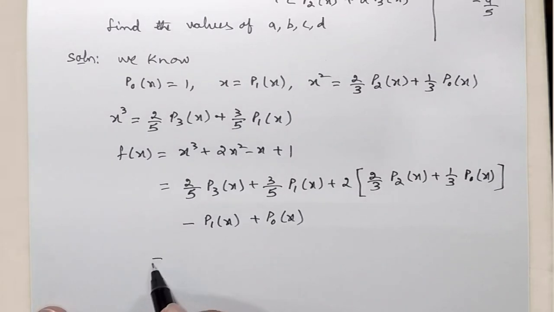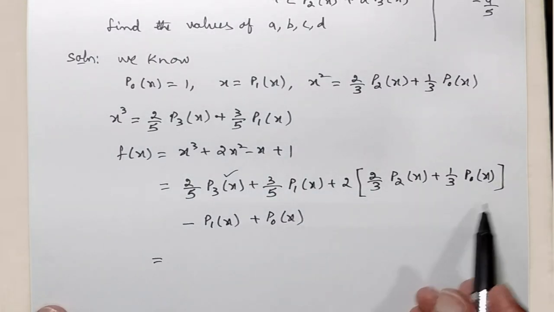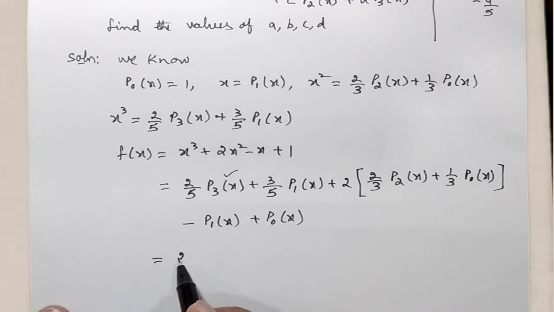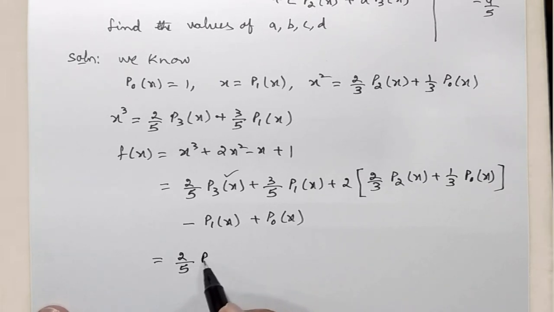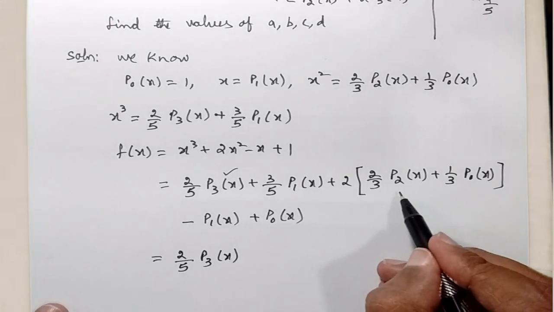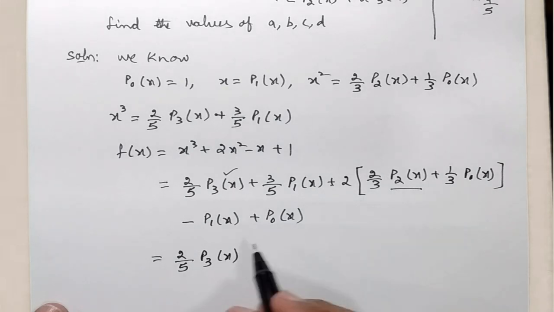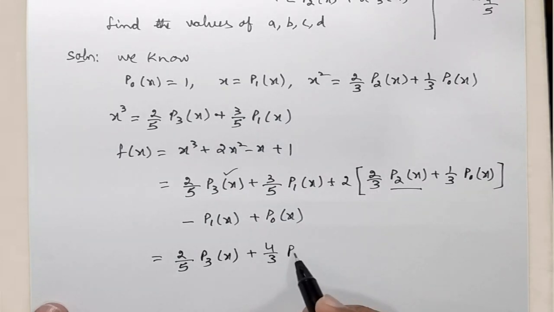I will start with P3. Do you have any other P3 value? You don't have a P3 value, so there's only one value you have. So 2 by 5 into P3 of x. Next P2. P2 is there here. There's only one value you have. So you just multiply. 2 times 2 will be 4. So we'll be getting 4 by 3 into P2 of x. Next P1.